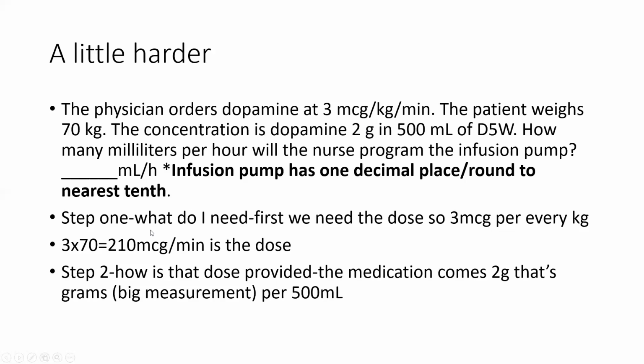So step 1, we need to find out what the dose is. So 3 micrograms per every kilogram. So 3 times 70 gives us 210. And that gives us the micrograms per minute, which is the dose. So step 2, how is that dose provided? The medication comes 2 grams, that's the grams, the big measurement, per 500 mils.